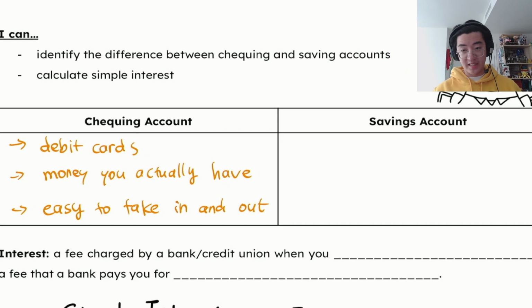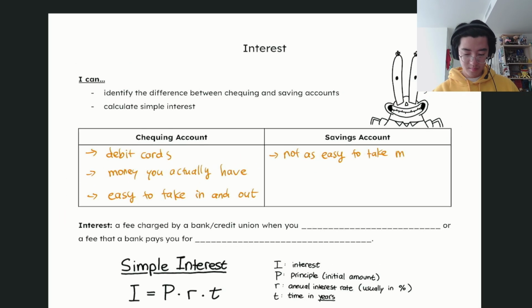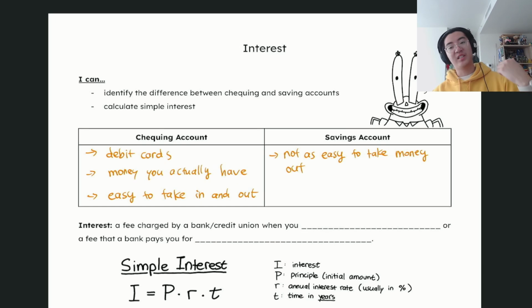Now the savings account, it's not as easy to take money in and out. Oftentimes, yes, you can just take money out of a savings account, but you can also consider something like stocks as a savings account. You have to sell the stocks first to get the actual money out.